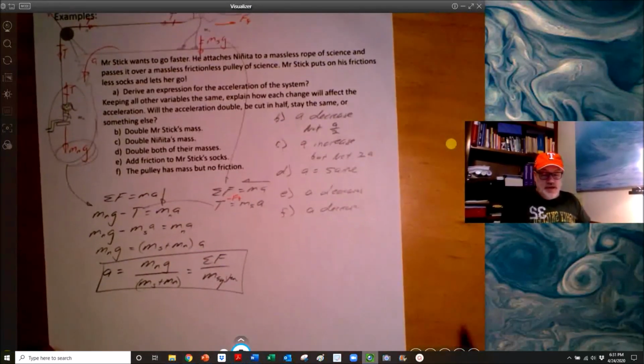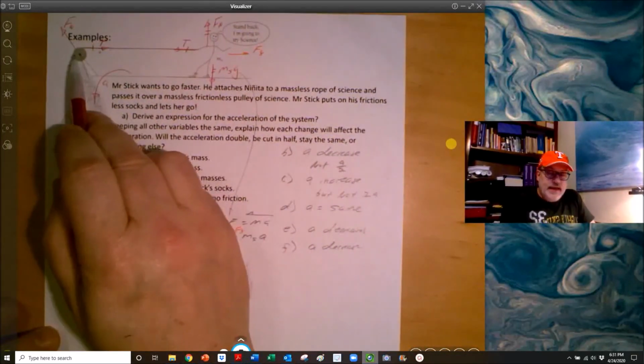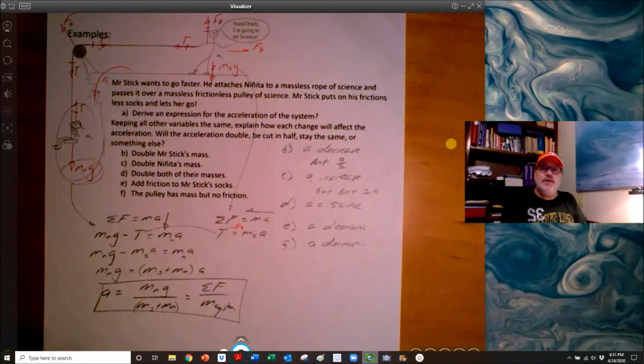We just don't know how much because we would need more information to know how much mass this pulley has and rotational inertia and all that. And that's going to show up in our next video. We're going to talk about forces and how they produce torques and how that affects the rotation of an object.